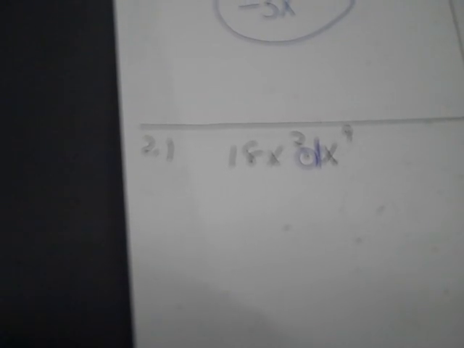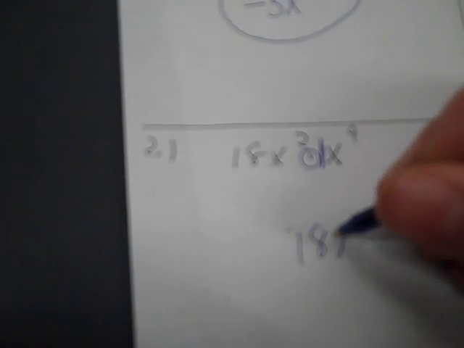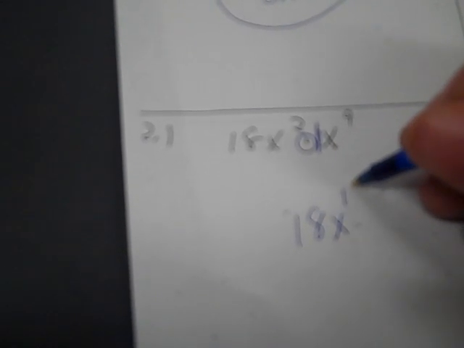Okay, and then the last one, 18x to the second times x to the ninth. So let's put a big number there so I have something to multiply the 18 by. 18 times 1 is 18. X, and then we take 2 plus 9, and that's 11. 18x to the 11th power.